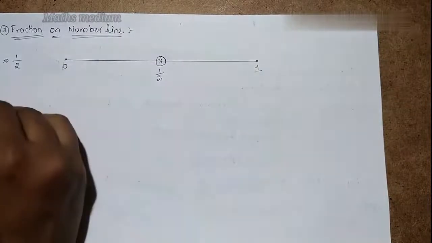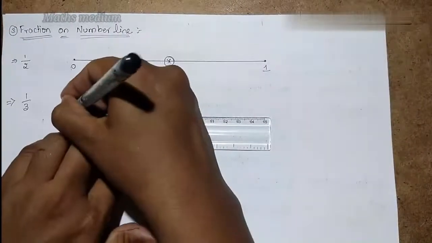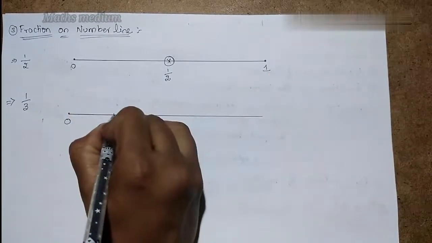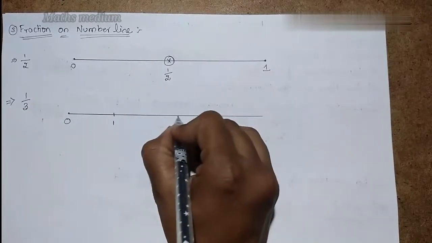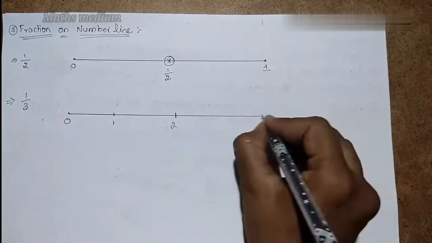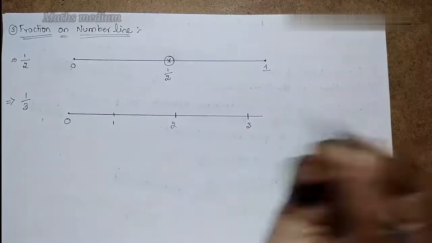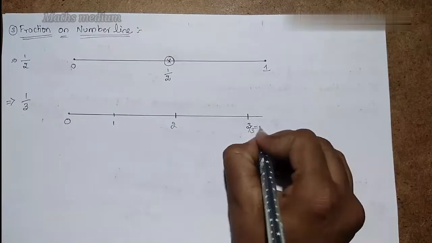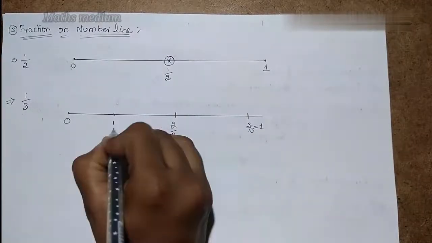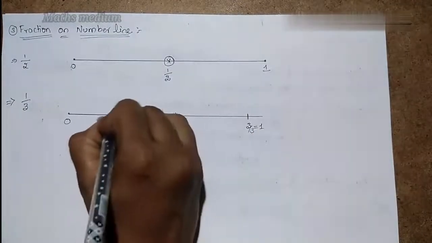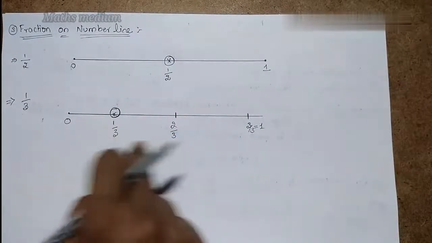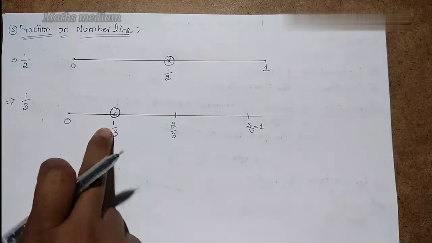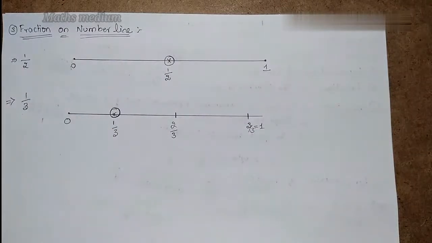Take another example, that is 1 by 3. Take the same number line, that is 0 and this is 1, and for example this is 2 and this is 3. So we are going to represent 1 by 3. 3 by 3 is equal to 1. So this is 2 by 3 and this is 1 by 3. This is the one part of 3. 1, 2, 3. This is the 3 and one part we have chosen, that is 1. So this is the representation on a number line.